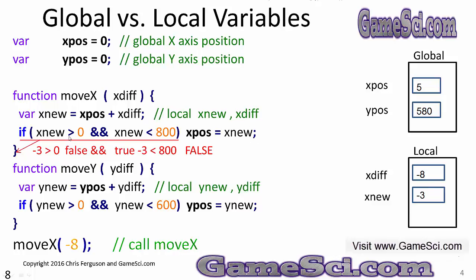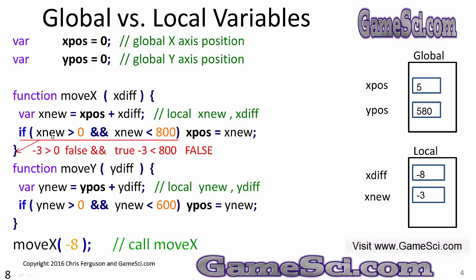So we're going to do a little test here to see if the new value for the player's X position is good. So we'll ask if xnew is greater than 0 and xnew is less than 800. Is it within my screen boundaries? In the case of -3, it isn't. -3 greater than 0 is a false statement. As a false statement, it makes this whole thing false. When it's false, it chooses to skip the if and go to the end of the if.